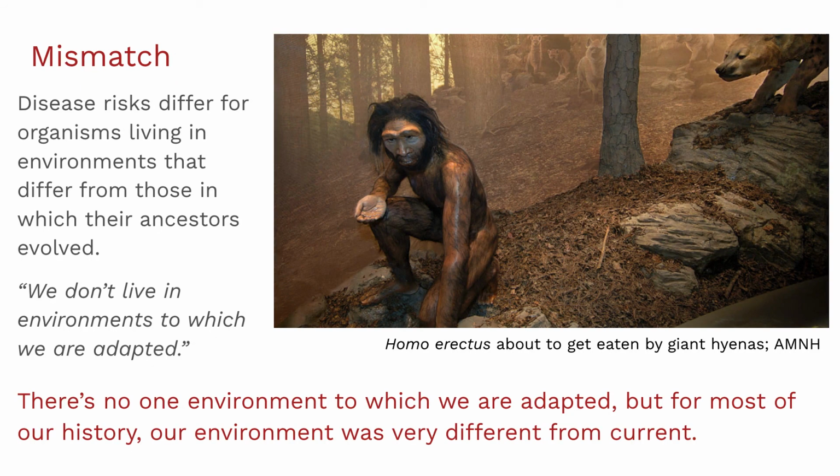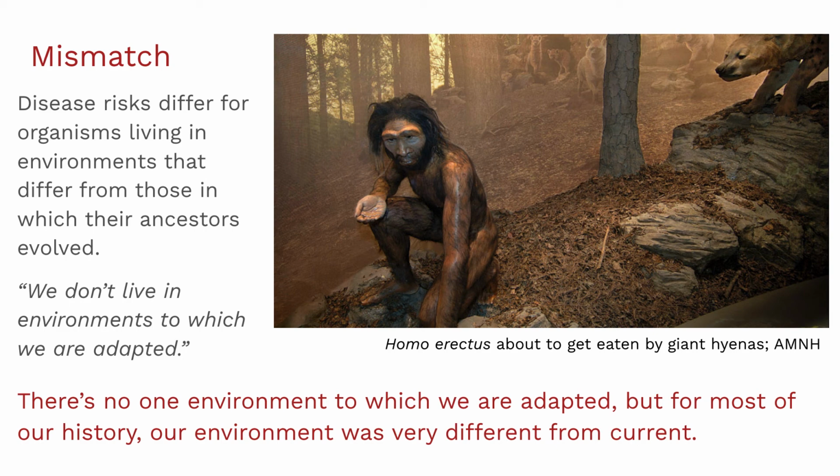Another central idea in evolutionary medicine is the idea of an evolutionary mismatch. This is the general idea that disease risks differ for organisms living in environments different from the ones that their ancestors lived in. So this is a diorama from the American Museum of Natural History showing a Homo erectus hominin, one of our hominin ancestors, collecting some seeds or something, some tiny amount of food, but about to get destroyed by a giant hyena in the upper right.